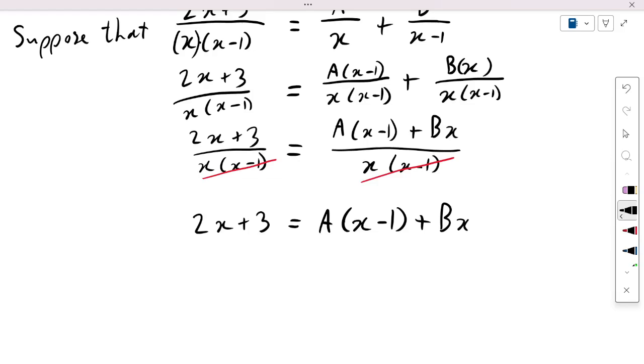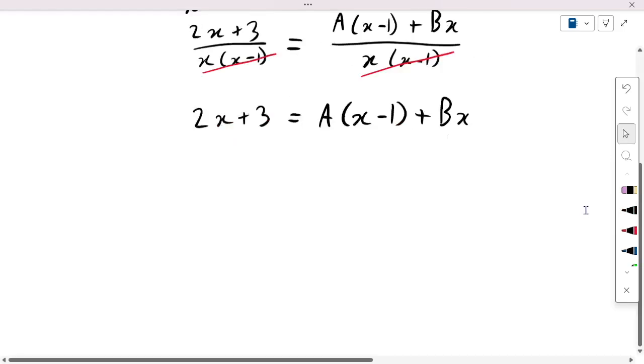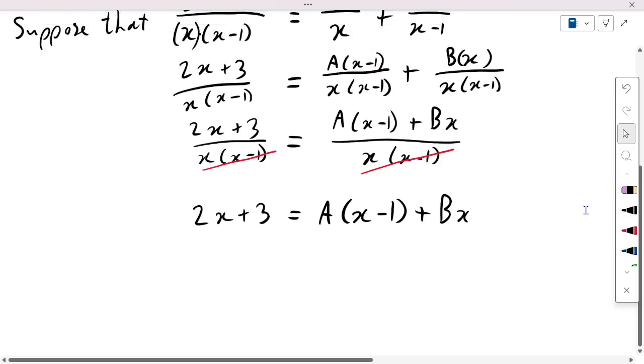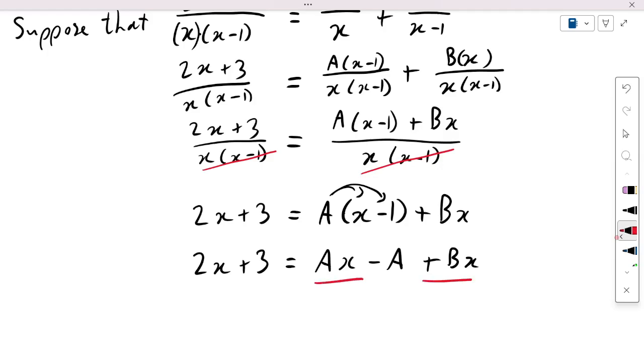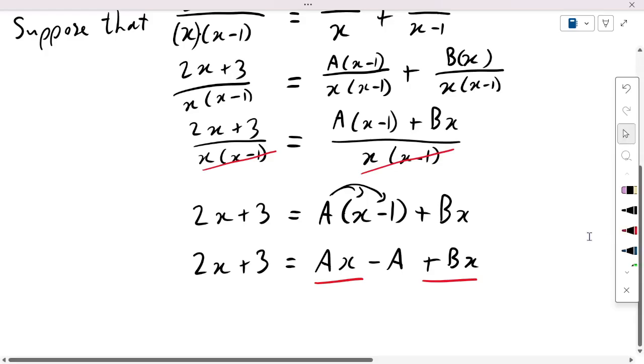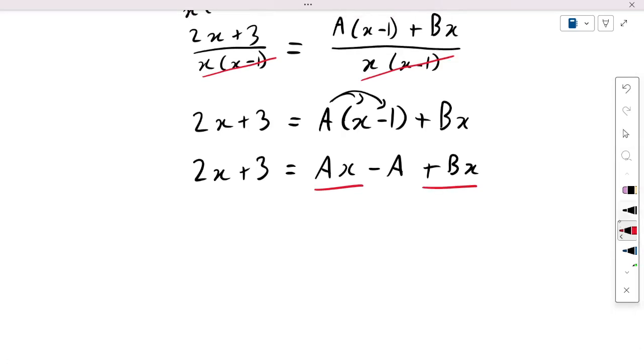Okay. Now we've actually made good progress, but you're probably wondering, what are we going to do from here? Well, this is the part which actually requires you to have some great knowledge of mathematics. So we're going to keep this side the same, 2x plus 3, but we're going to multiply the a into this bracket over here, such that we get ax minus a plus bx. And then what do we see? Well, first of all, we have like terms in terms of x. a and b both have the variable x, so therefore we can take out a common factor.